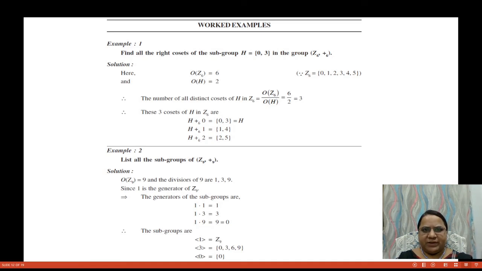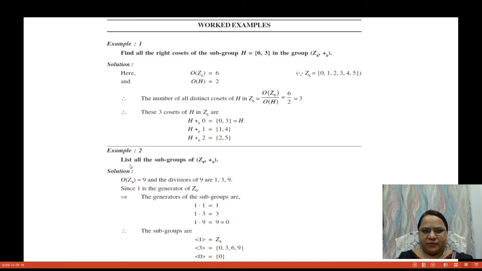So here we have worked examples. Find all the right cosets of the subgroup H equal to {0, 3} in the group Z6 under addition modulo 6. First we find the order of Z6, which is 6, and the order of H is 2. So the number of all distinct cosets can be calculated by the order of Z6 divided by the order of H, which is 6 by 2, that is 3. So these three cosets are given here.